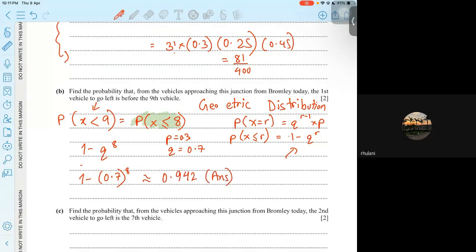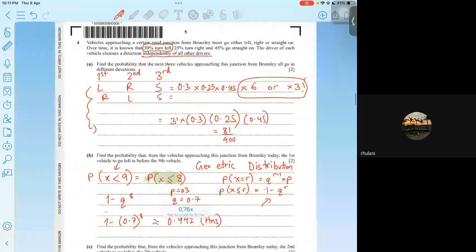Let's just check. Does anyone have any question with number 1 or 2 before we move on to C?